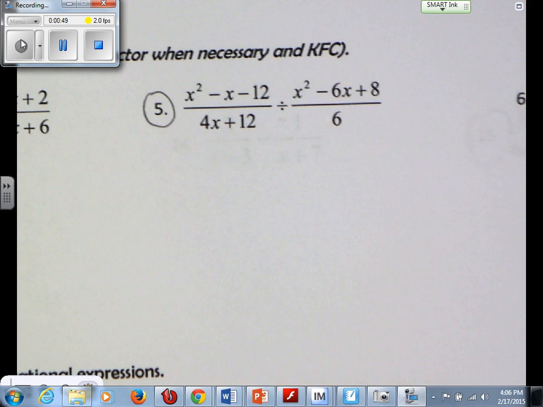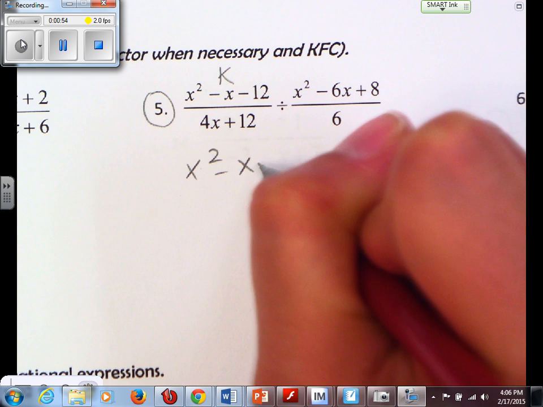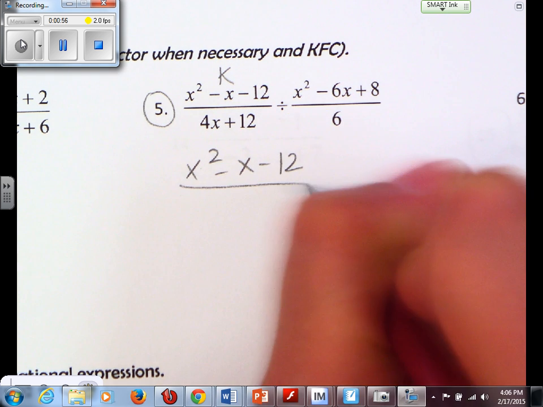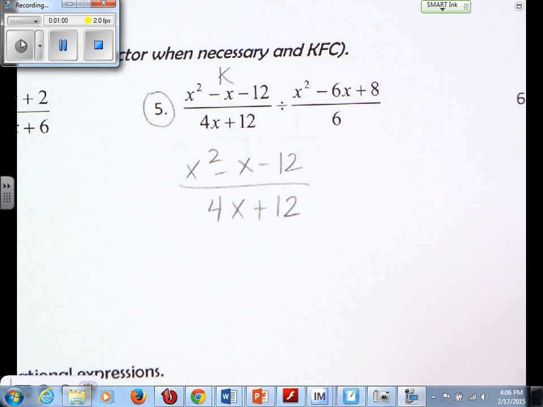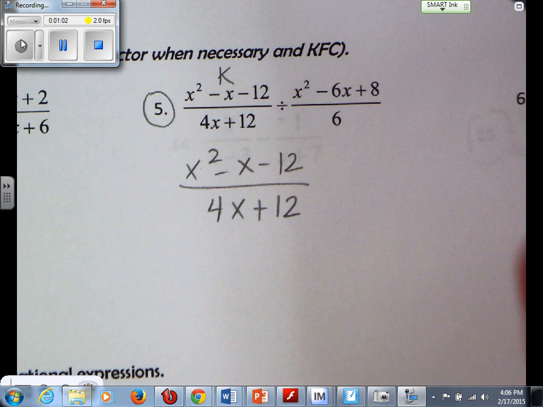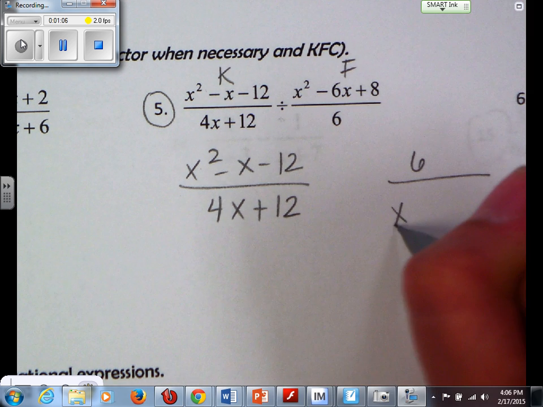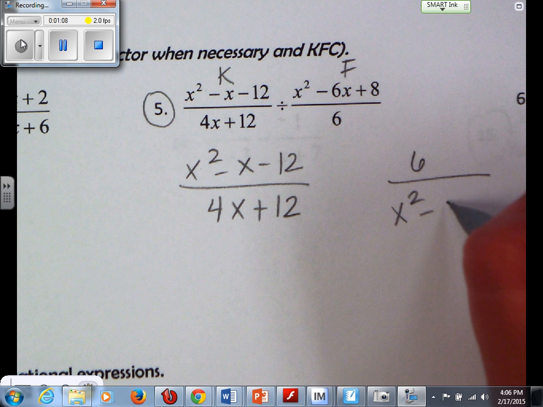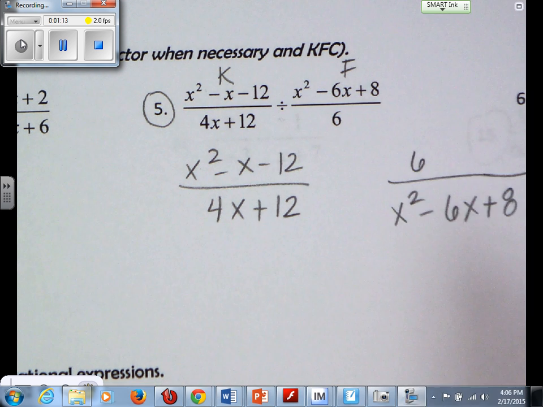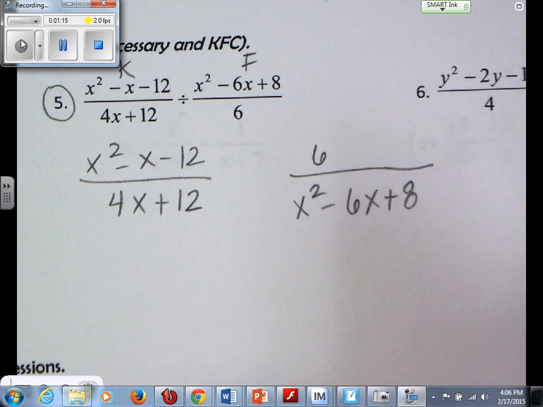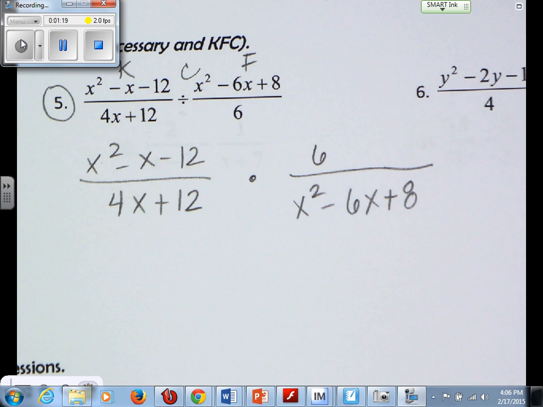So the first thing is you're going to keep the first fraction the same. So you have x squared minus x minus 12 divided by 4x plus 12. You're going to flip the second fraction so that you have 6 on the top, x squared minus 6x plus 8. And then the C stands for change. So you're going to change the division sign to multiplication.